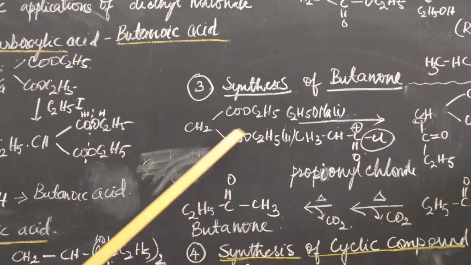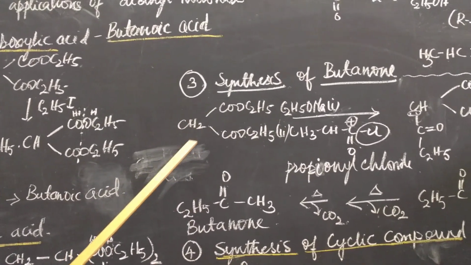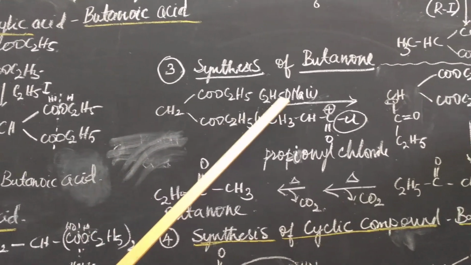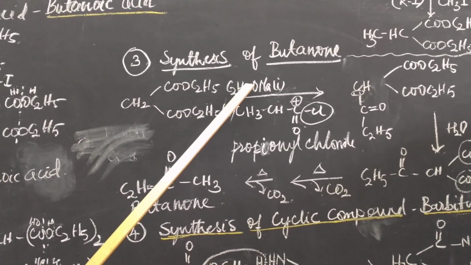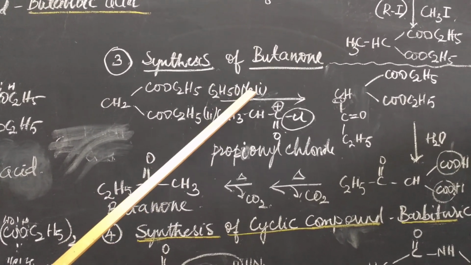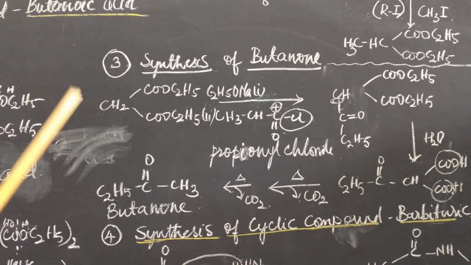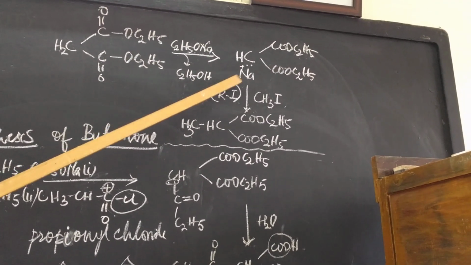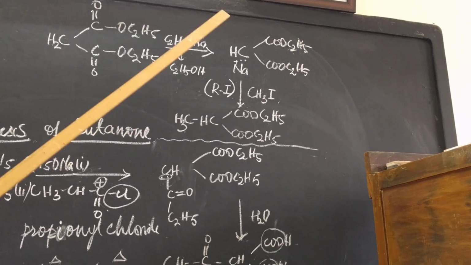A base will protonate this hydrogen, it will remove this hydrogen. So as a result, the hydrogen goes with an ethoxy group and forms ethanol. It's eliminated. The sodium goes and attaches here. So I have got this reaction, that is the sodium salt of diethyl malonate.